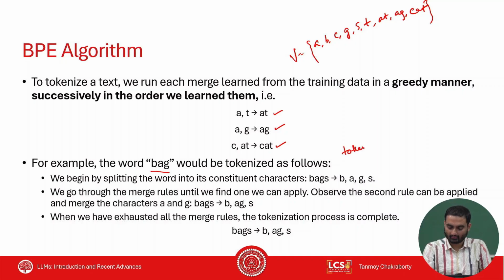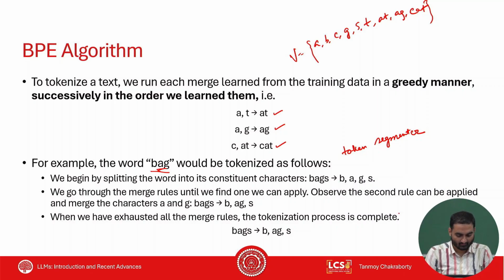The token segmenter will be executed here. So what would it do first? It would first split the word BAG into characters. I think there's a typo here, it should be BAGS. So it first segments the entire word into characters B, A, G, and S, and then it will start applying the set of rules that we have learned so far.